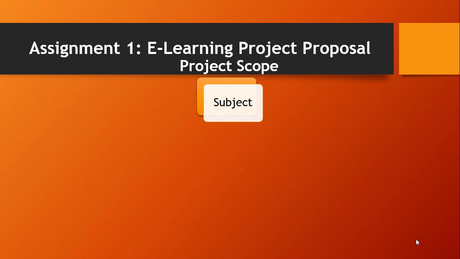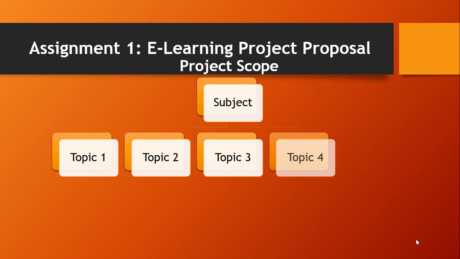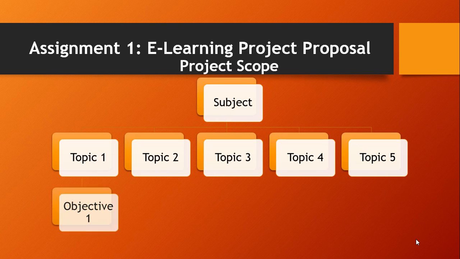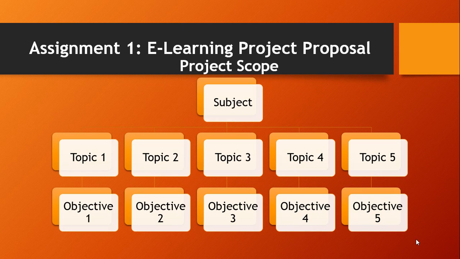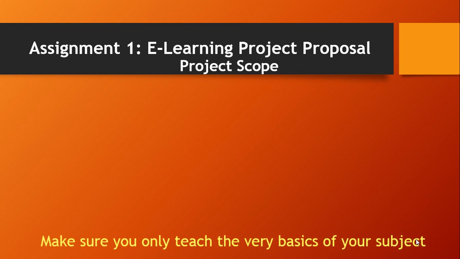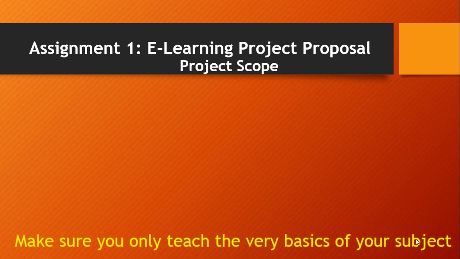For the project, you're going to choose a subject, and you are going to divide that subject into 5 topics. For each topic, you are going to target one learning objective. Don't make it any more complicated than that. Just one objective per topic, but you're going to have 5 topics for that subject. Make sure that you only teach the very basics of that subject. Even if it's 5 topics, keep it at a very basic level.